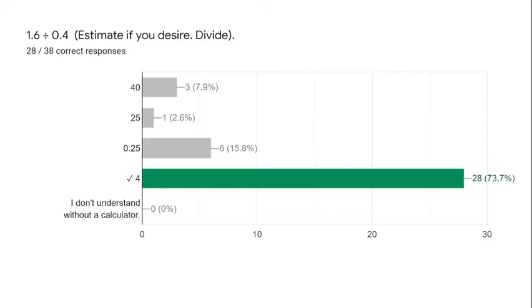Remember that when you divide by a decimal, it is a little bit more complicated. So if we were to move that decimal point over one spot to the right in both of the problems, we would have come out with 16 divided by 4. Okay, in other words, we're multiplying both numbers by 10. So 16 divided by 4 is 4.